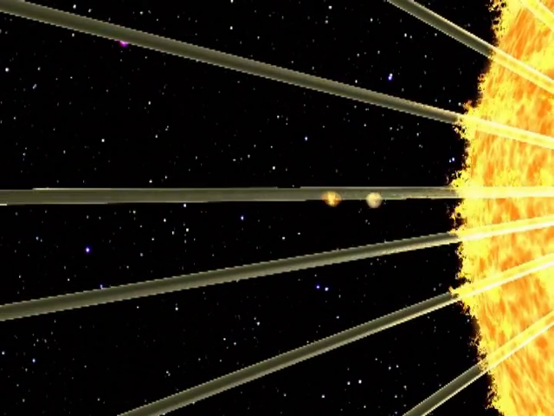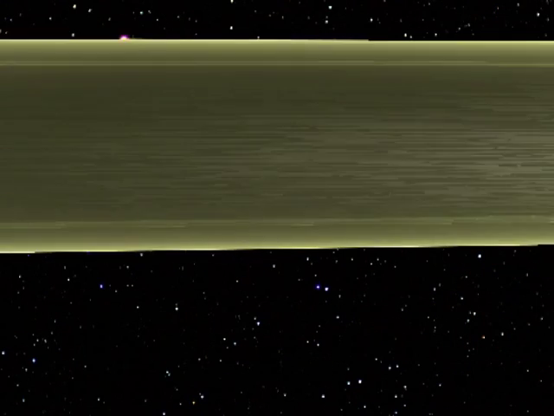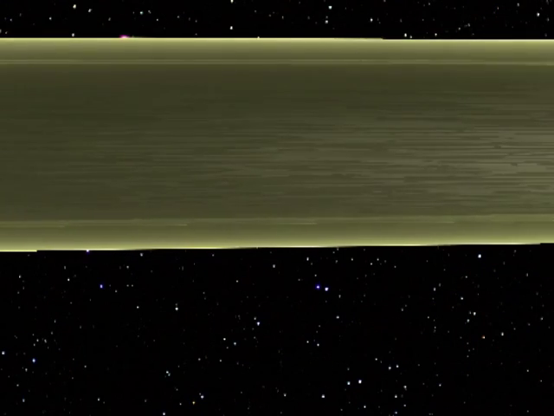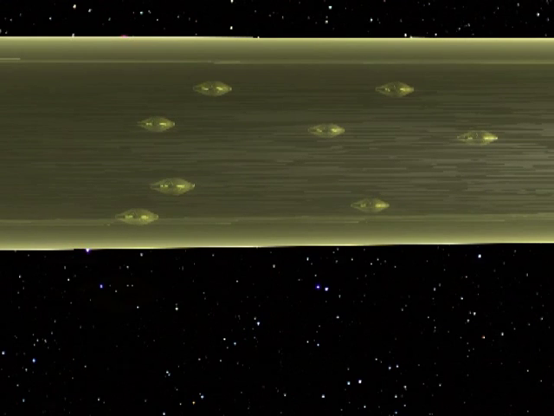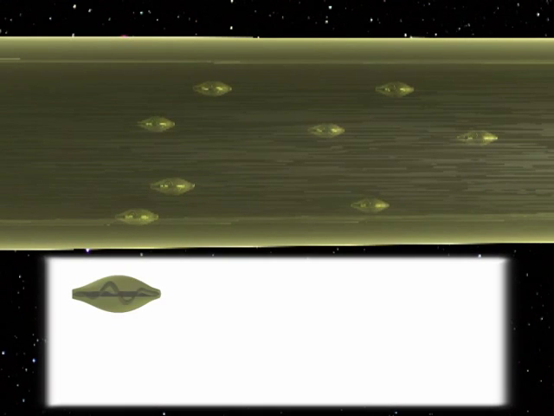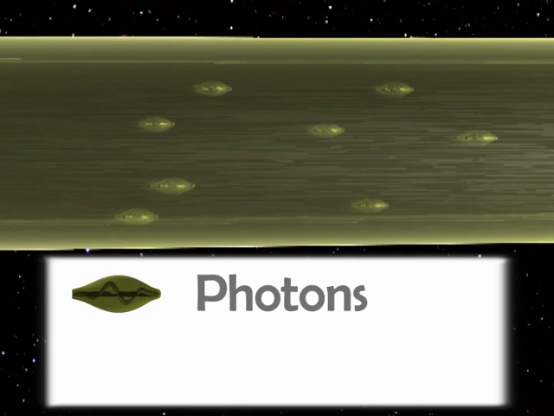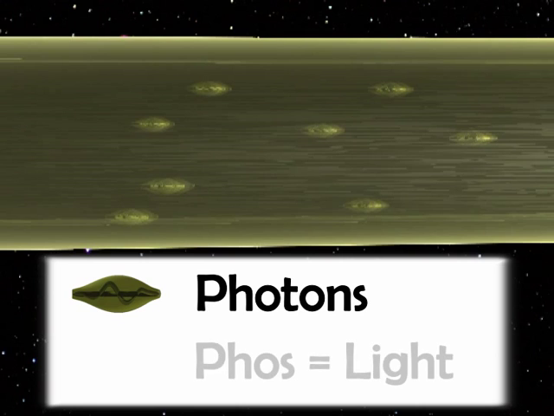Sunlight, emitted from the hot plasma in the Sun's outer atmosphere, is made up of a large number of photons. In physics, a photon is described as a minute particle of energy representing a quantum of light or other electromagnetic radiation. The name photon comes from the Greek phos or photos, meaning light.